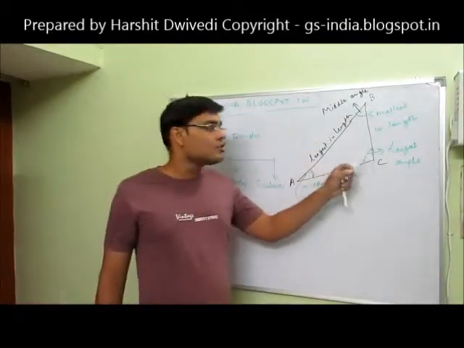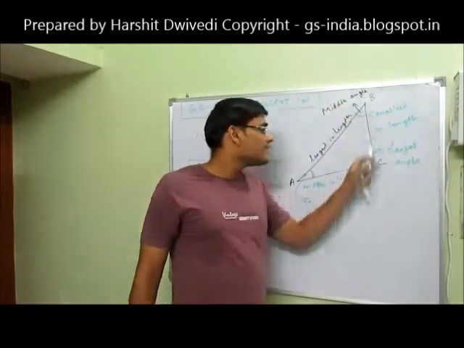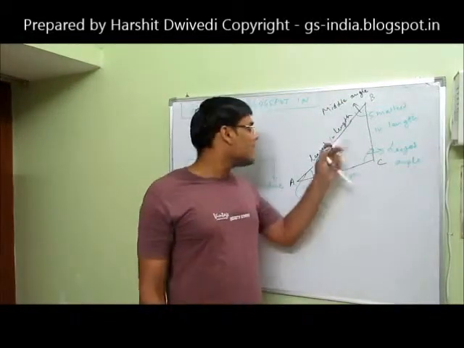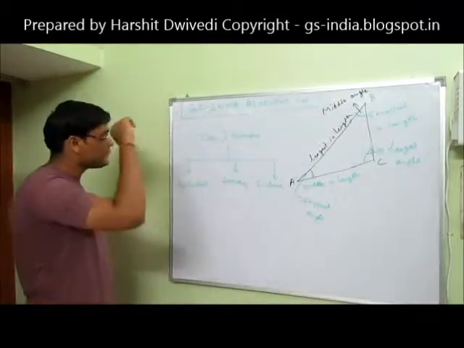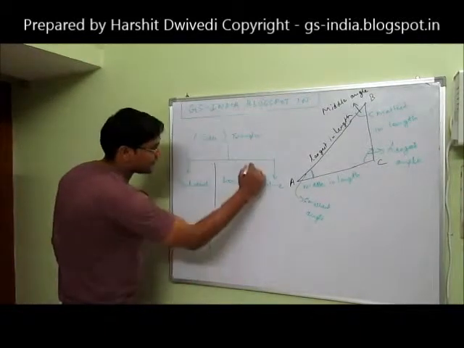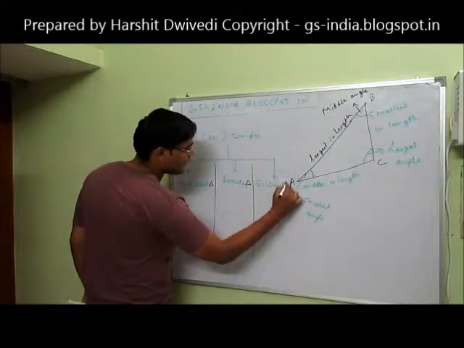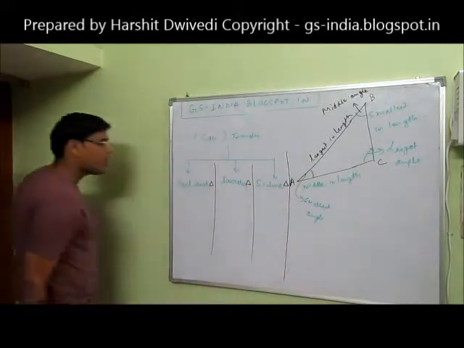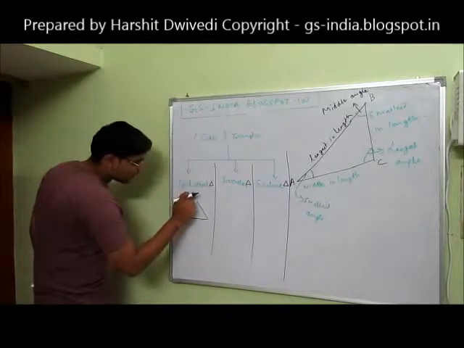This is the whole thing about A, B and C. AB is the largest in length, so the angle opposite to AB is also largest. BC is the smallest in length, so the angle opposite to BC, that is angle A, will also be the smallest. Now on the basis of this, I am going to differentiate between these three triangles: equilateral triangle, isosceles triangle, scalene triangle. What is an equilateral triangle? I am drawing a triangle. This is triangle ABC.